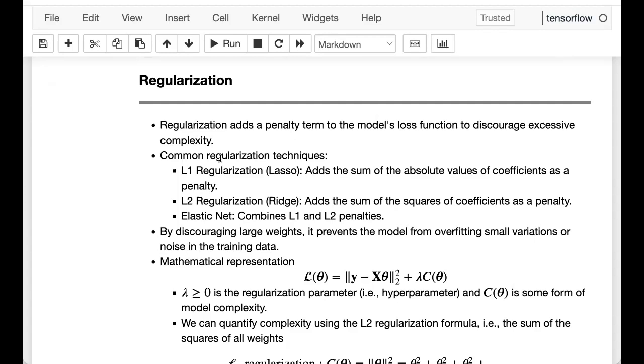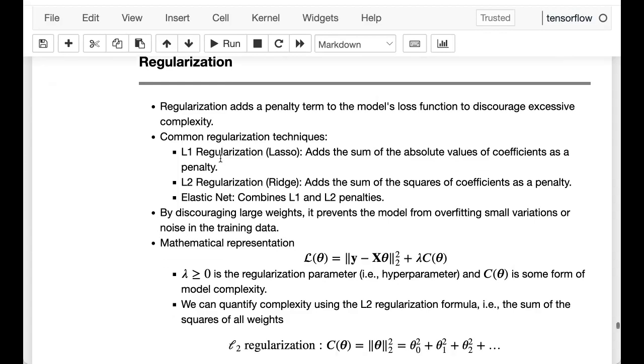So what does this mean? This means that we can add to this residual sum of squares some other function C, where C measures the complexity, and it can be as simple as just looking at the norm of this vector theta. What this means is that we want to make sure that the norm of the vector theta is as small as possible.